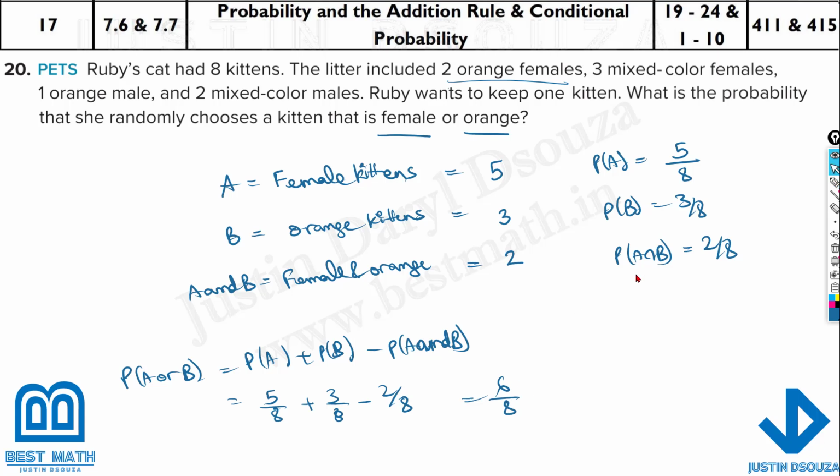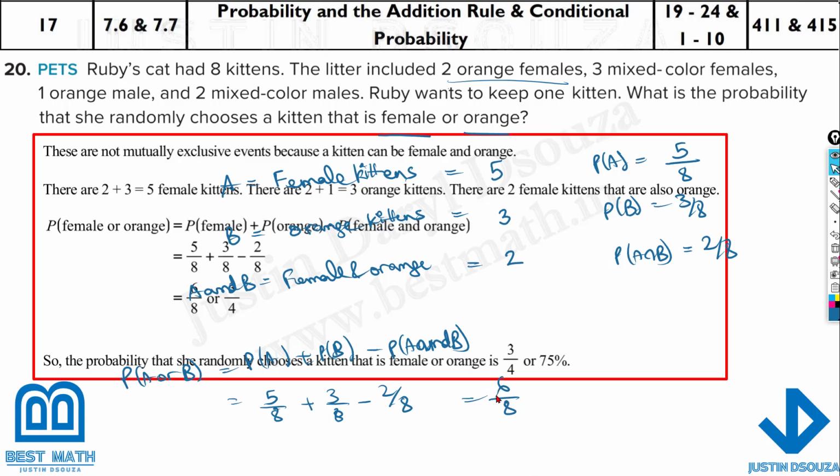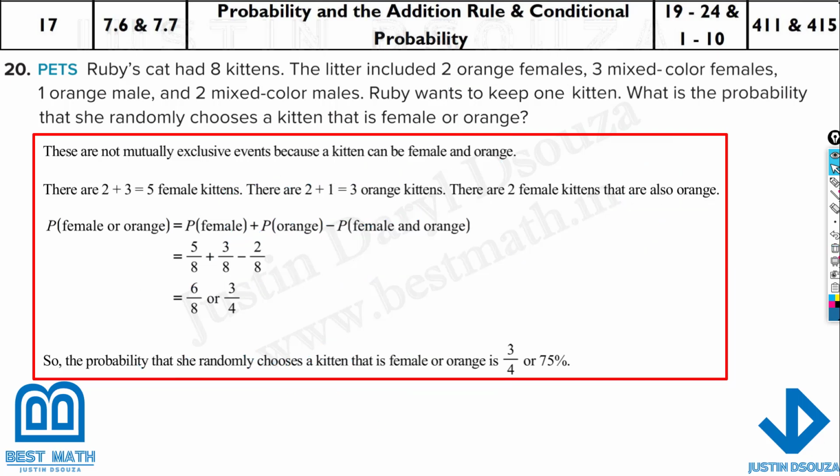So that's the answer. You can find the percentage as well. Just multiply this by 100. So 6 by 8 is 3/4. 3/4 is 75%. That's how we solve these.